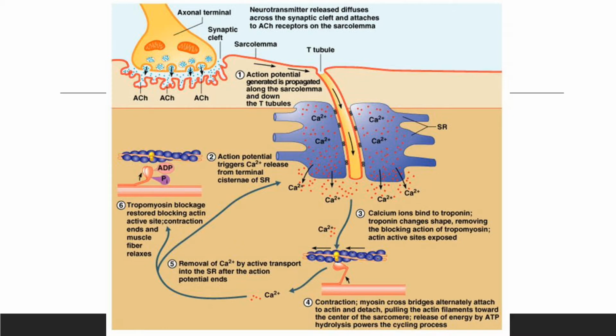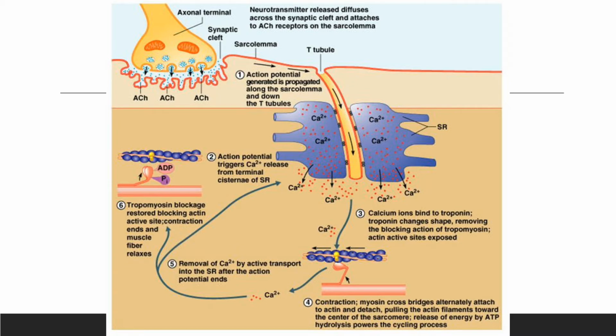What is calcium so important for? Well, I'm on step number 3 here. Calcium ions will bind to troponin, and troponin changes shape, and it removes the blocking action of tropomyosin, revealing those sites where the myosin heads can bind to the actin.